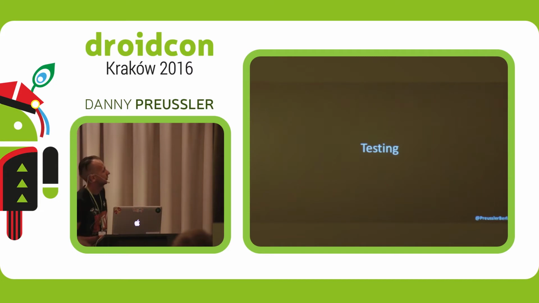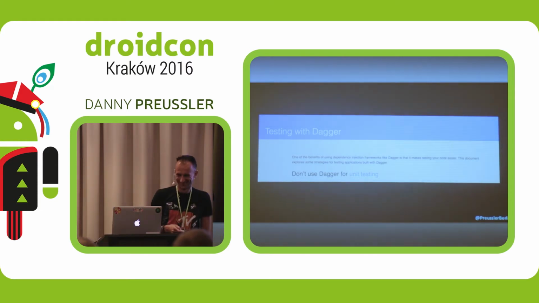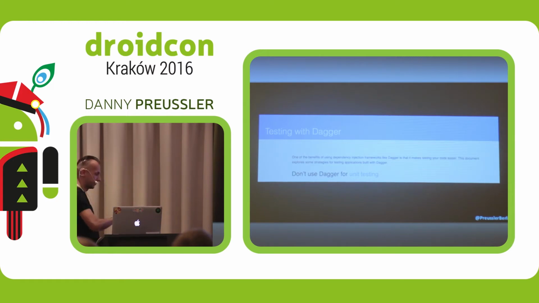So let's look at the testing part, especially as Toothpick said, hey, testing is a cool thing, and you should care more about this. So let's look at what Google says about Dagger and unit testing. They said, don't use it for unit testing. Most of the things you need in your unit tests are simple constructors. That's constructor injection. You just call the constructor. You don't need Dagger for this.